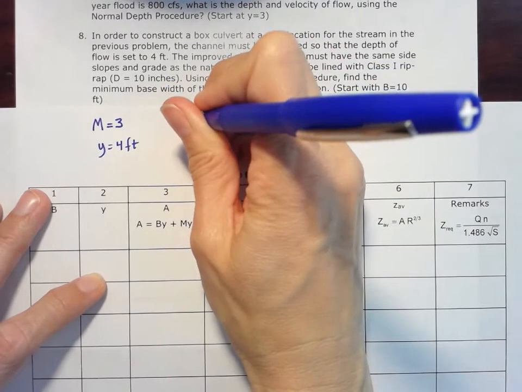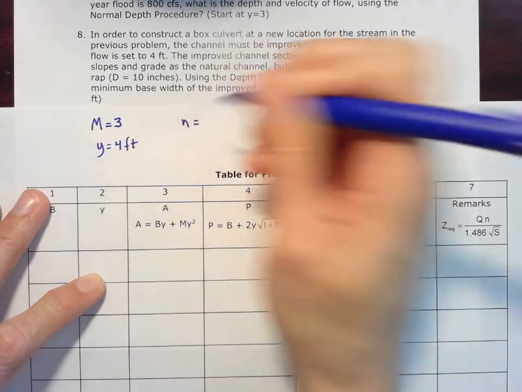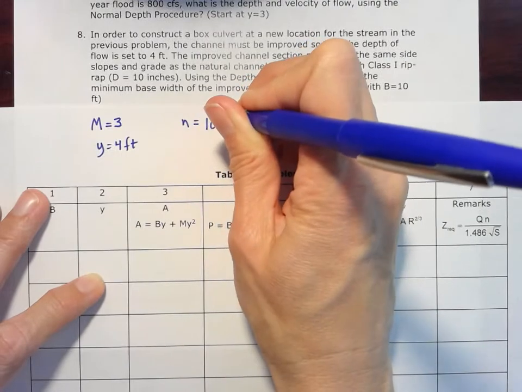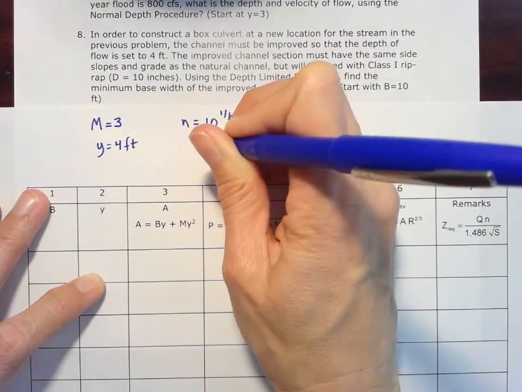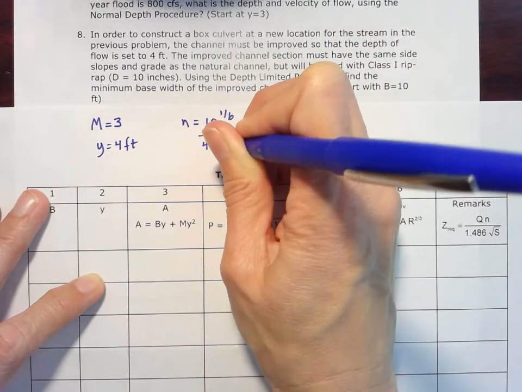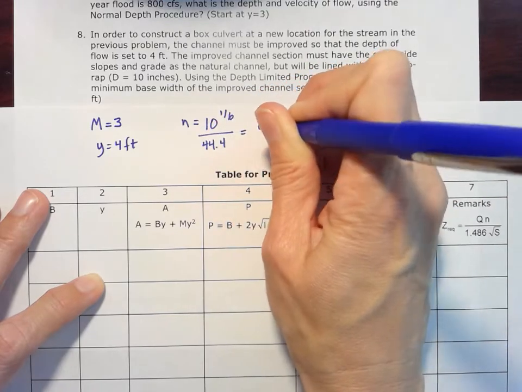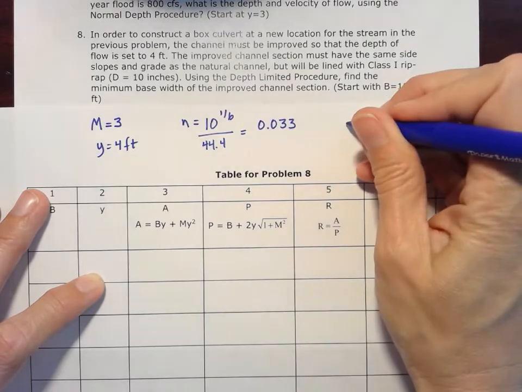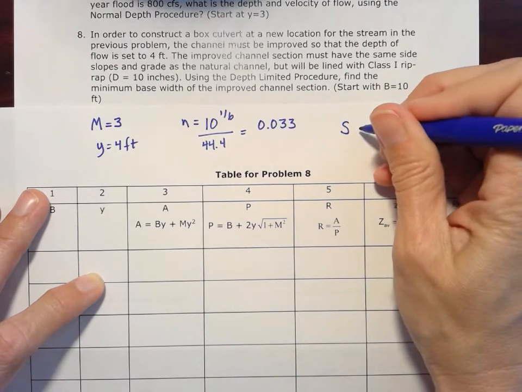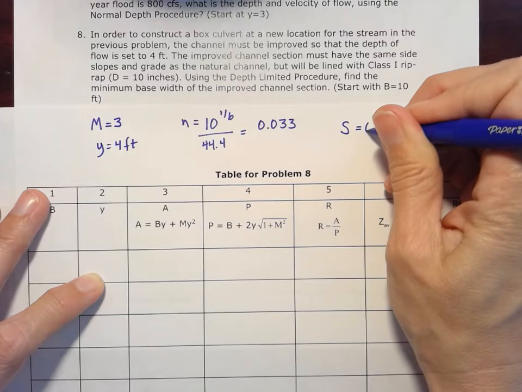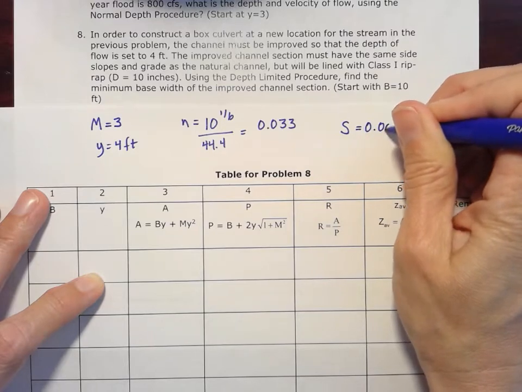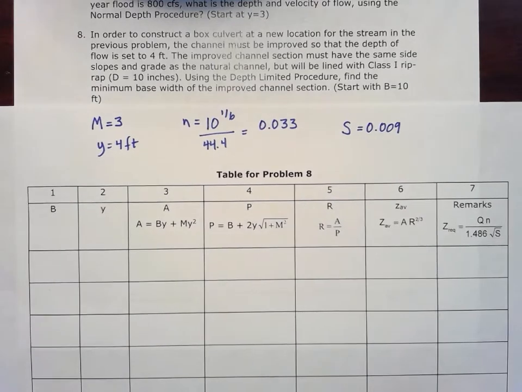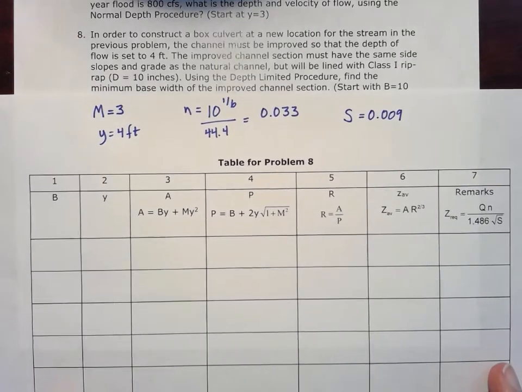So we're going to have to find out that Manning's n by taking that diameter of the stone, which is 10 inches, raising that to the 1/6 power, and dividing that by 44.4, which gives us a Manning's n of 0.033. We're also told in the last problem that we had a slope of 0.9%, so I'll write that as a decimal, 0.009.